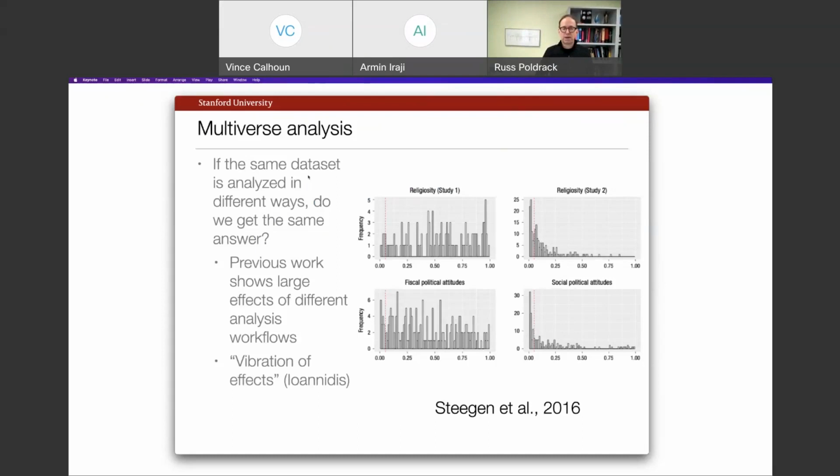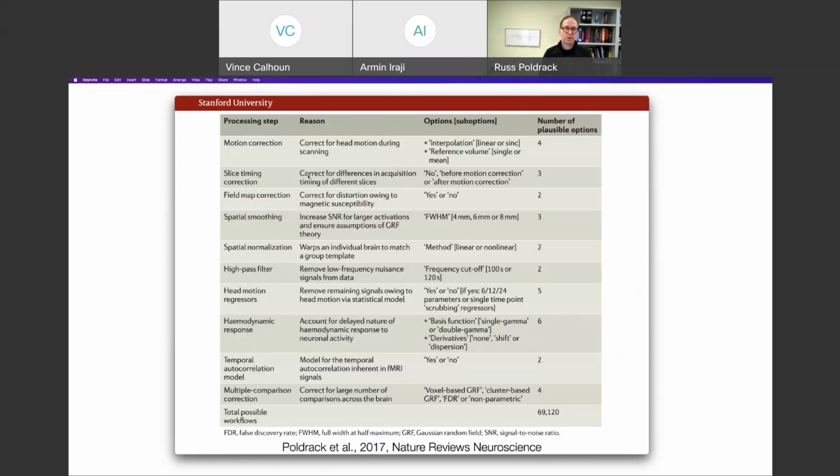And there's certainly work like this early work from Stegen that showed that, for some analyses, you can get very different results across different analyses. Ioannidis refers to this as vibration of effects. Now we know that there's a broad set of pipelines available to fMRI analysis. This is just within FSL. We were able to come up with 69,000 plausible analysis workflows simply by combining all of these different choice points that are available within FSL, all of which are things that nobody would look at each individual one probably and say, hey, that's obviously wrong.